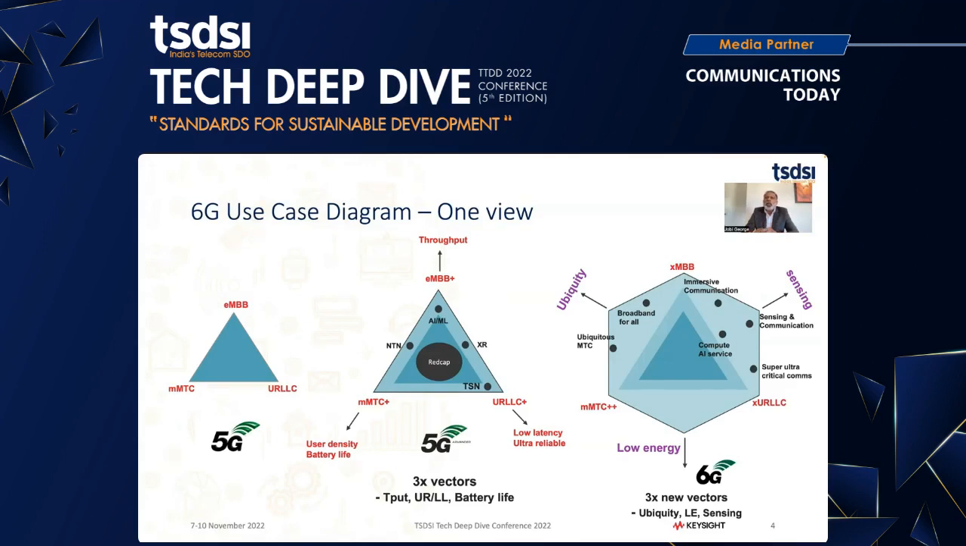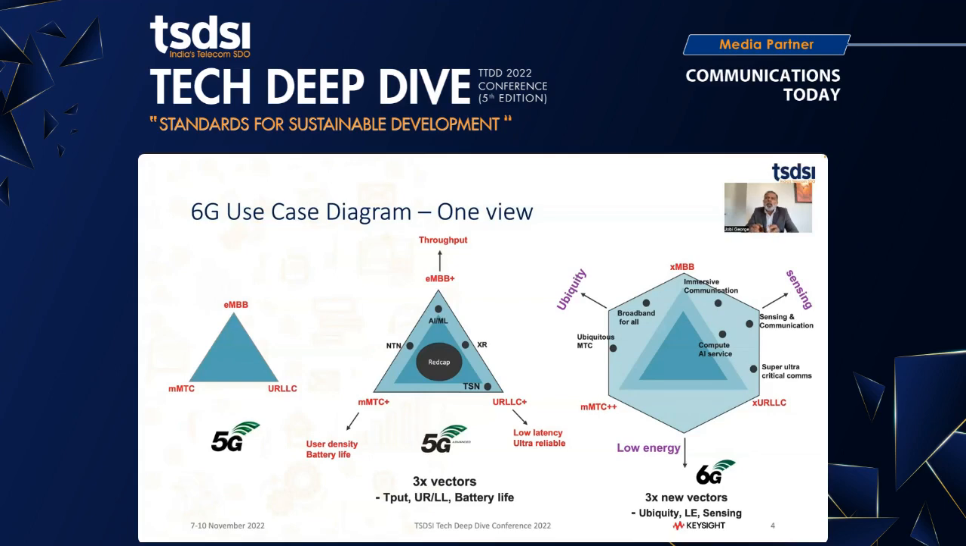And then moving to low energy, as we all know, the current mobile operator network is really power hungry, and they are the main power users of a country. So this low energy is about moving towards sustainability and network optimization to enable the network to operate in low energy.